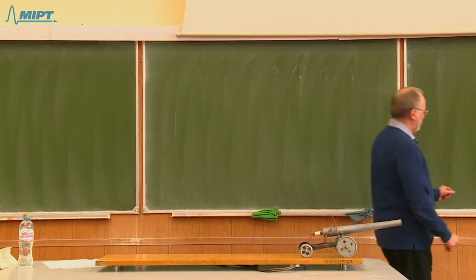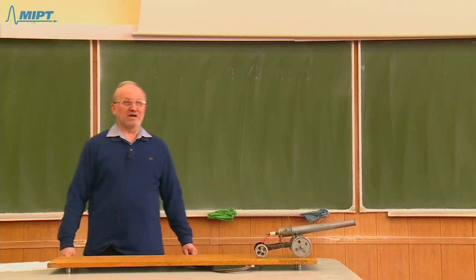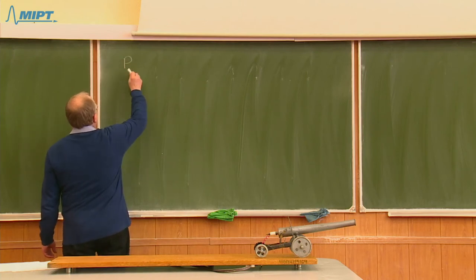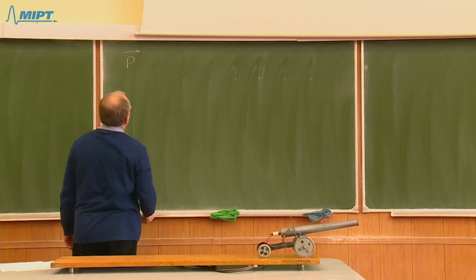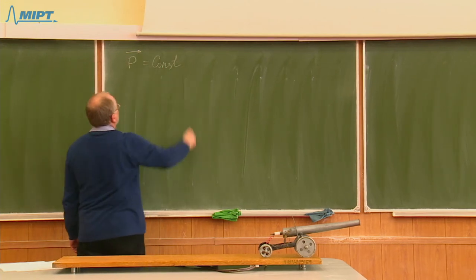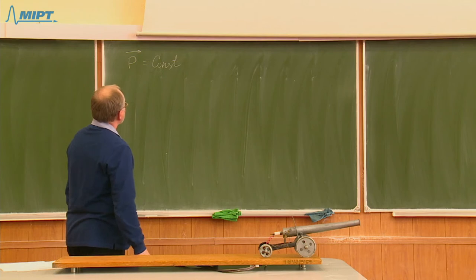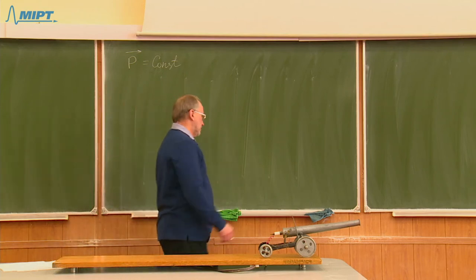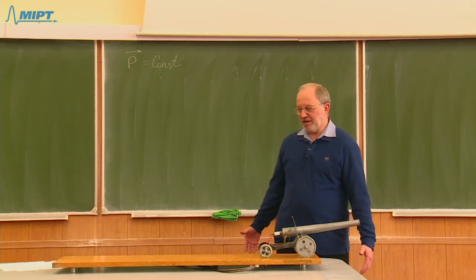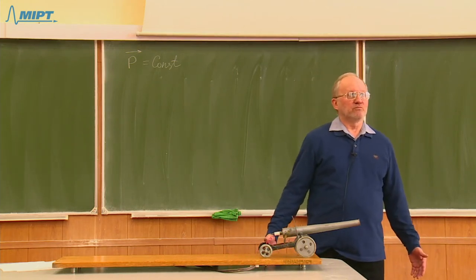You remember last Monday we considered the law of conservation of momentum. The law of conservation of momentum said that the momentum of a system of bodies remains constant if there are no external forces acting on this system of bodies. The momentum remains constant, and if the momentum was, for example, zero at the initial moment of time, then it will remain zero for some period of time.